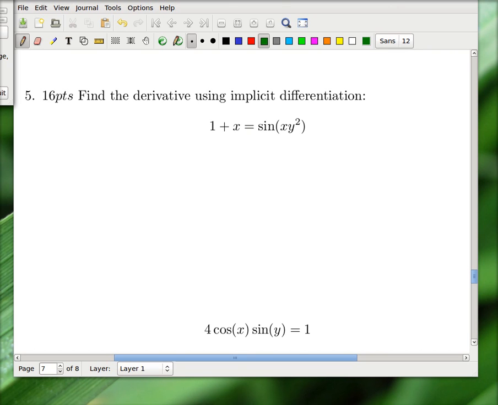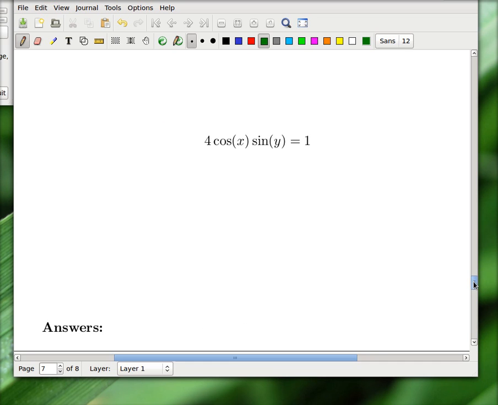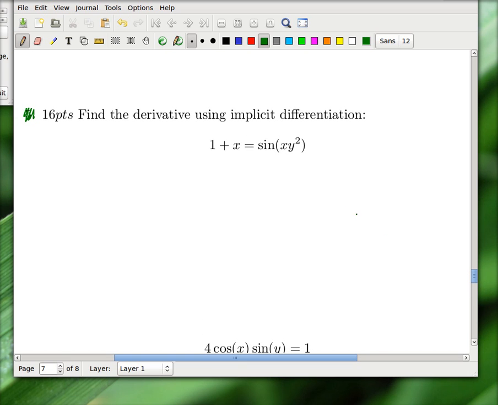Alright, so this is actually number 6 for those of you who are keeping score at home. It says find the derivative using implicit differentiation, and I give you kind of a twofer here, so I'm going to do two of them. Implicit differentiation just means that you are trying to find y prime without first solving for y. The first step is always just to take the derivative of both sides.